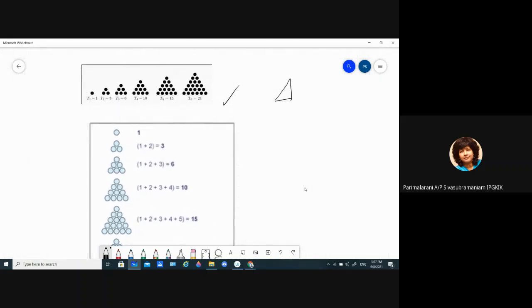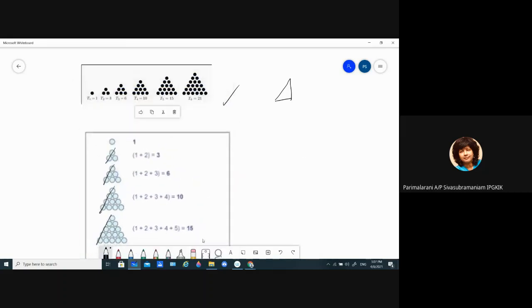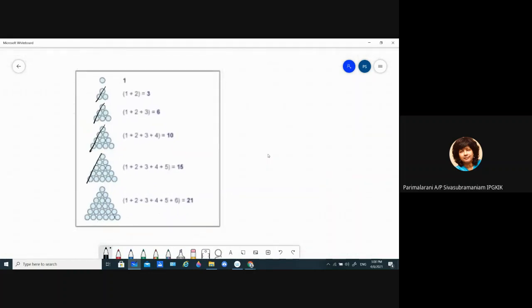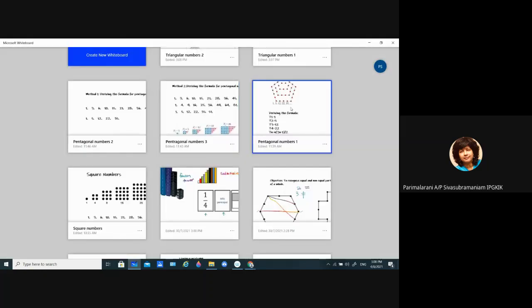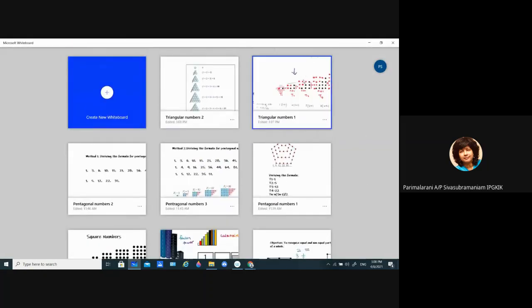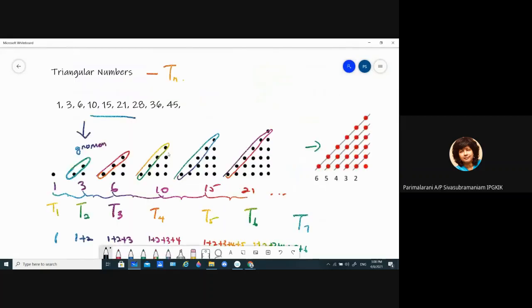So if you have a drawing like this, this is 1. Then you add one row of 2, and then you add one row of 3, you add one row of 4, you add one row of 5, and you add one row of 6 and so on. It's the same as the earlier drawing. So this is just to let you know that triangular numbers don't always have to look like this. They can look any other way.